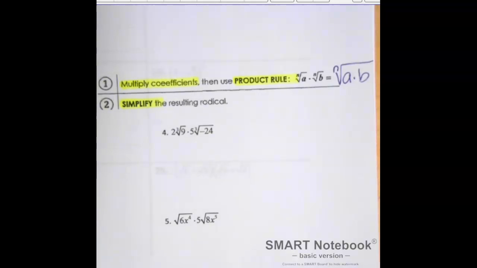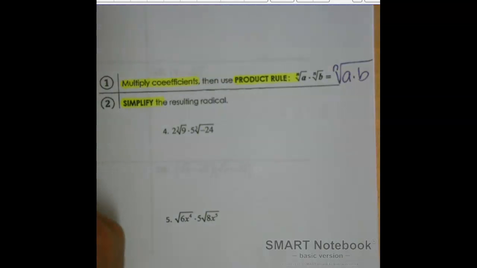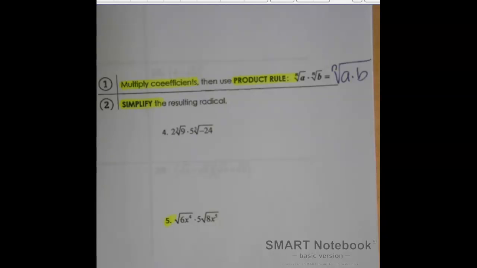In this section, I'm going to do questions 2, 3, and 5. These will go a lot quicker because they're not as crazy detailed as the other ones. So 2, 3, and 5.